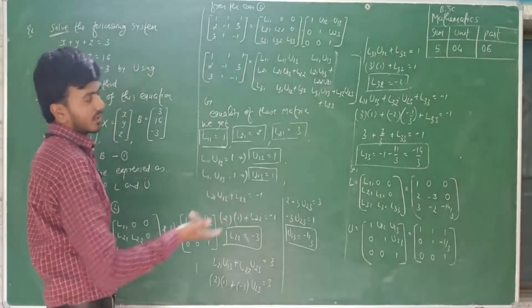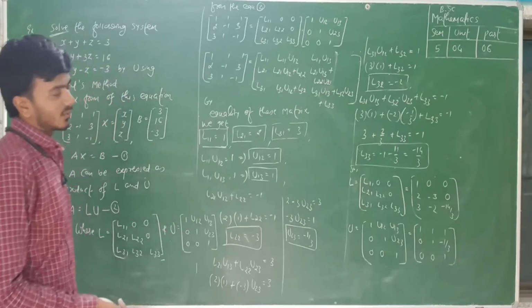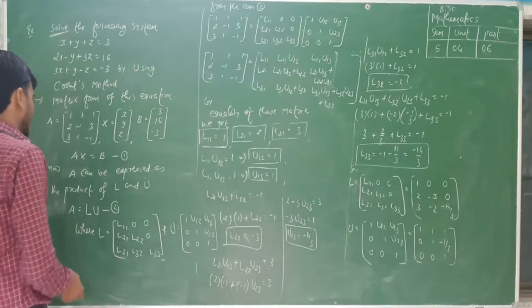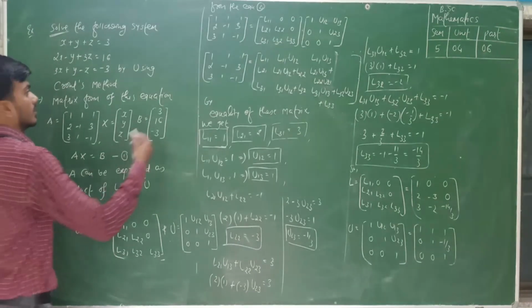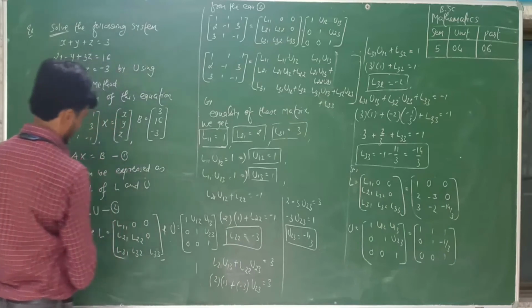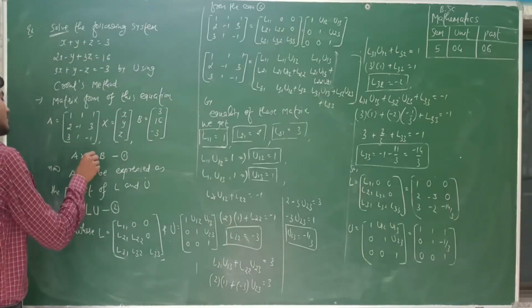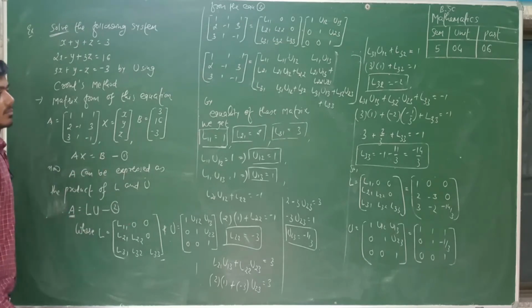Whenever we have the values of matrix L and U, we can put them in equation number 2, and put A equal to LU in equation number 1 and process further. Note this down.